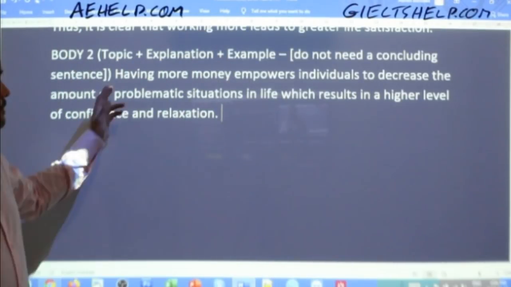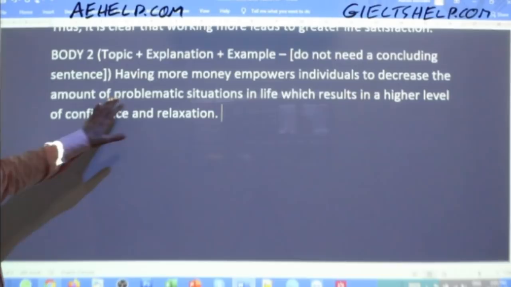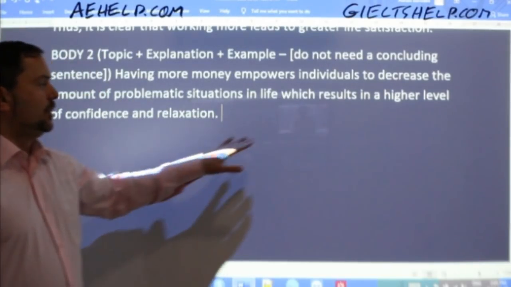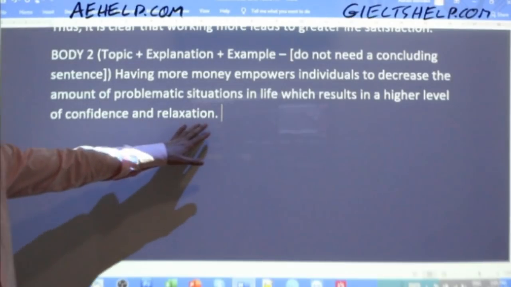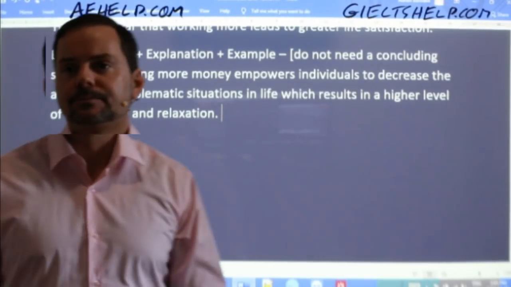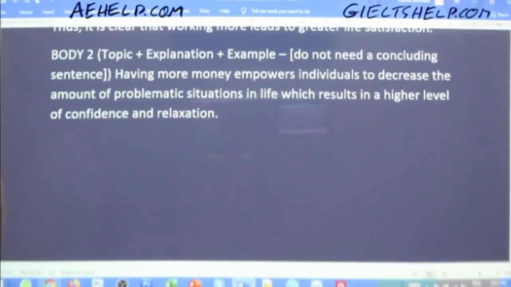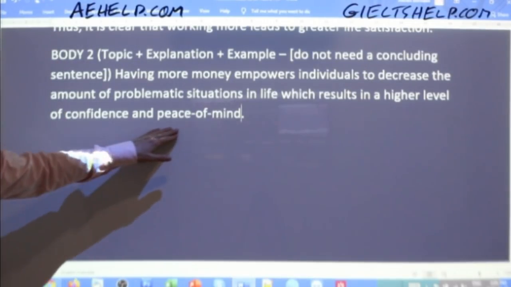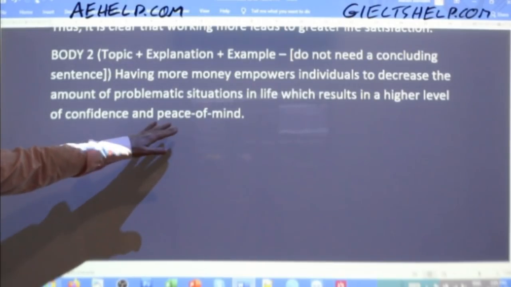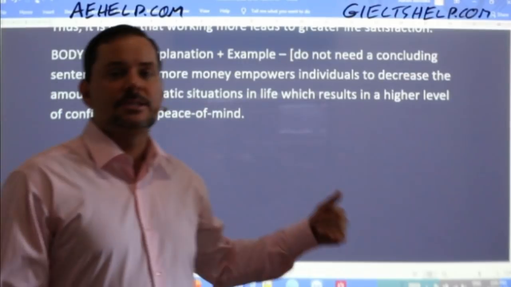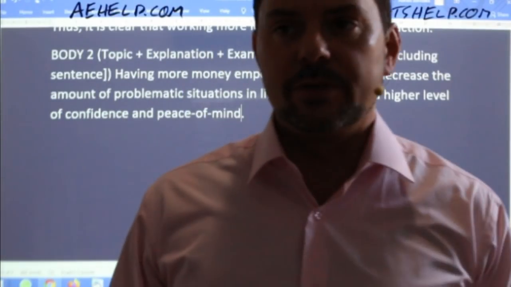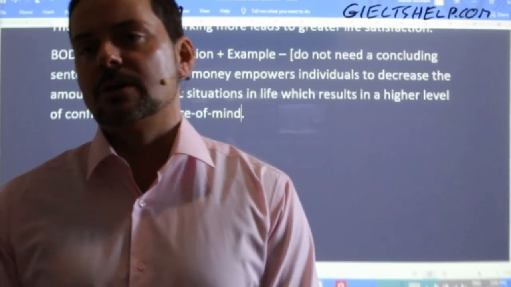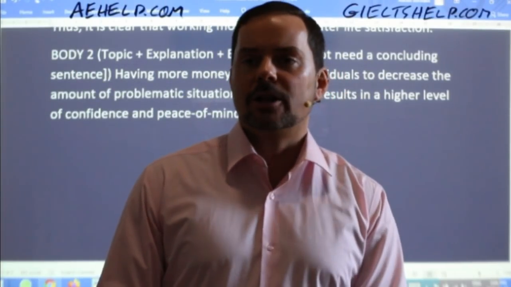All right, having more money empowers individuals to decrease the amount of problematic situations in life, which result in a higher level of confidence and relaxation. Okay. And I don't like the word relaxation. Instead, I'm going to replace it with an expression, peace of mind. Okay. Peace of mind, I guess I can call it a collocation. Peace of mind means that your mind is at rest, that you're not worrying. And you'll see where I'm going with that here in a moment. So again, I'm going to try to teach you some vocabulary while we develop this essay.